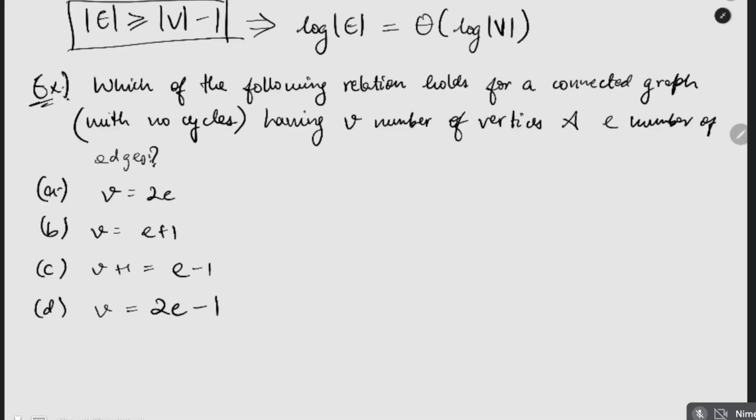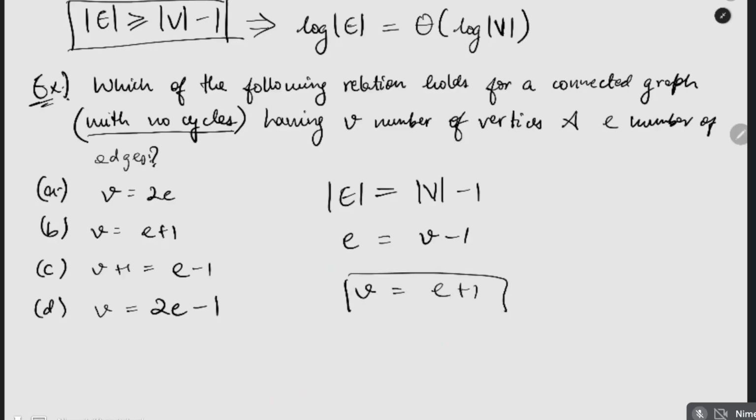Since we know that there are no cycles, from the above relation the number of edges should be equal to the number of vertices minus 1. So here E, that is the number of edges, is equal to the number of vertices minus 1. So if we rearrange it, we get the second option.